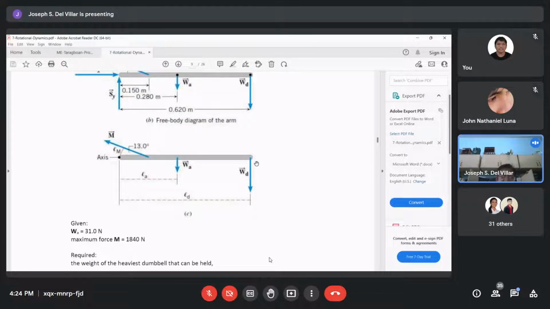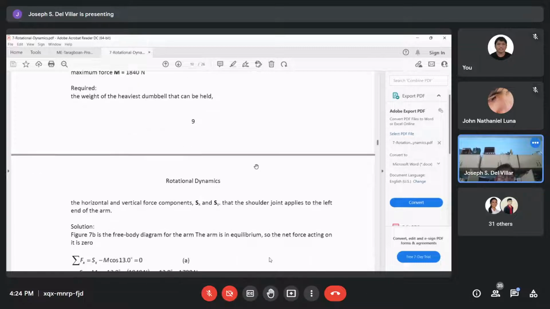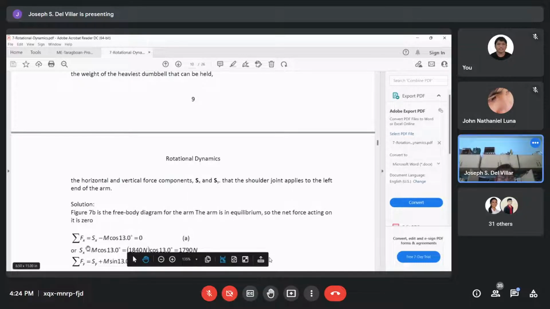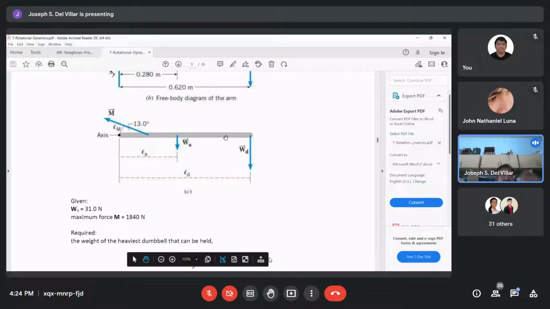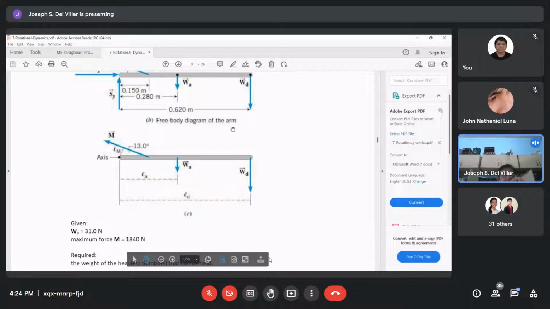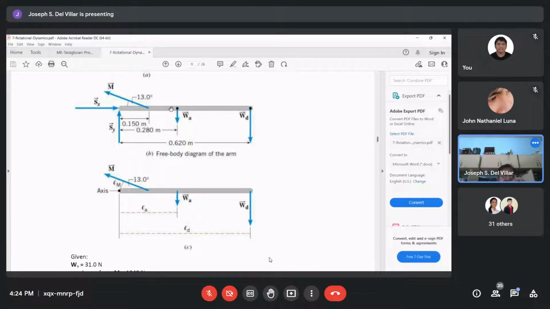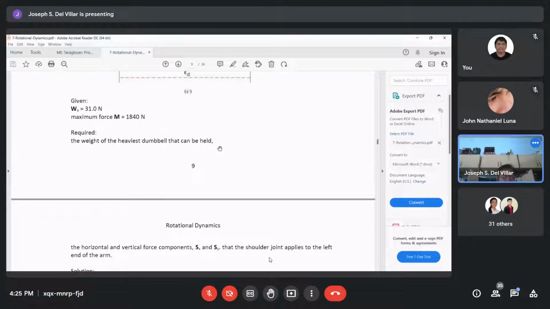vertical forces and horizontal. So for example, let's start with the summation of horizontal forces, Fx, equal to 0. So what is the summation of horizontal? Sx is positive, because it is to the right, right? So Sx minus what? M cosine 13, right? Because the x component of M is to the left. So there are only those two, nothing else. So Sx minus M cosine 13 is equal to 0.